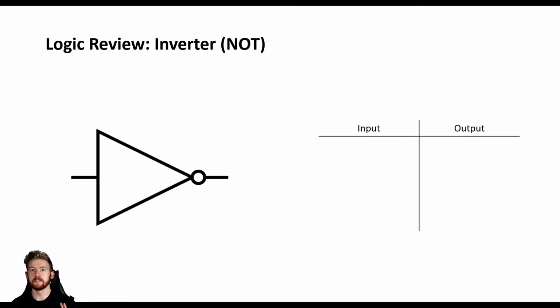So let's start with the simplest case possible, the inverter or the NOT gate. What it does is exactly what it sounds like: it's going to invert whatever signal it gets. For this video, I'm going to use ones and zeros. So 1 is going to be on, 0 is going to be off.